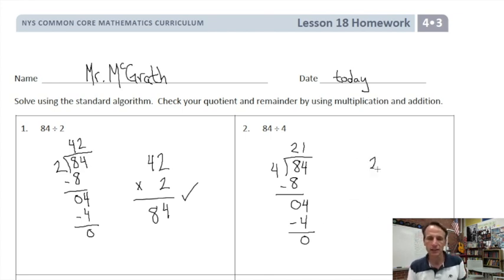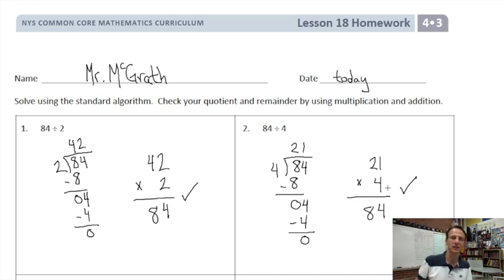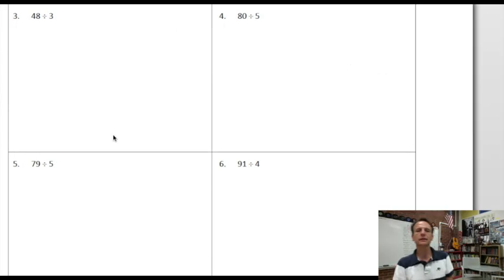And so to check it now, we just take the 21, our quotient, multiply it by our divisor of 4, and we should end up with the dividend we started with. 4 times 1 is 4, good. And 4 times 2 is 8. And that's what we started with, 84. So check, cha-ching, let's go on. Cruising here, all right. And here we have more division.